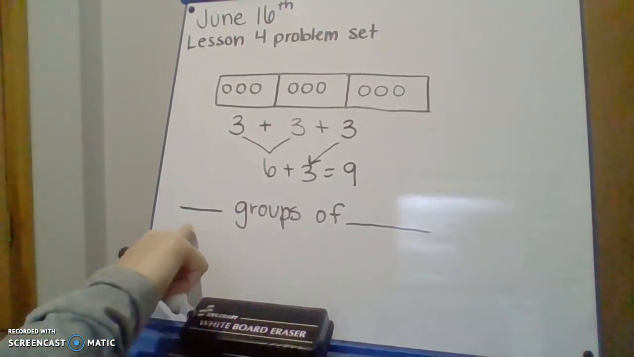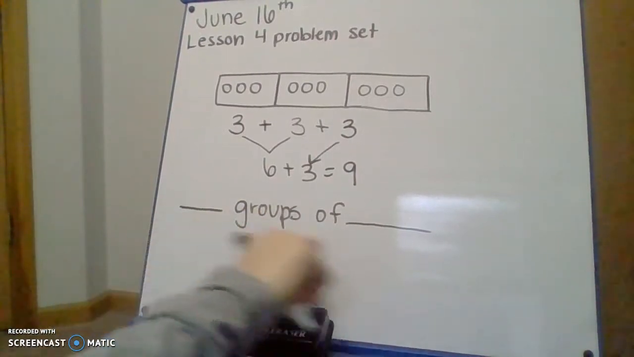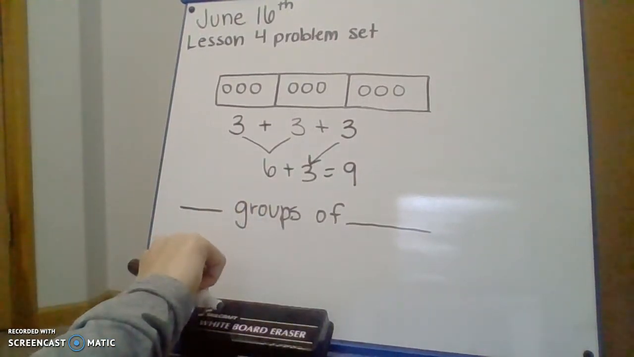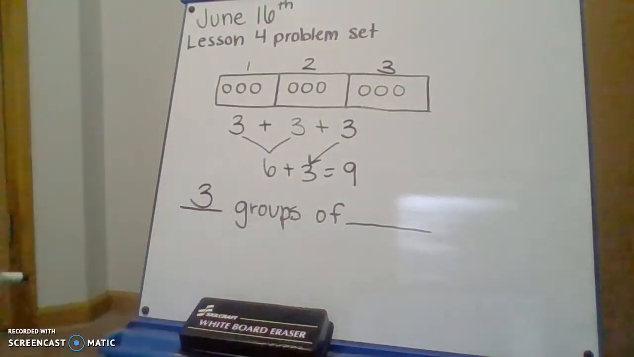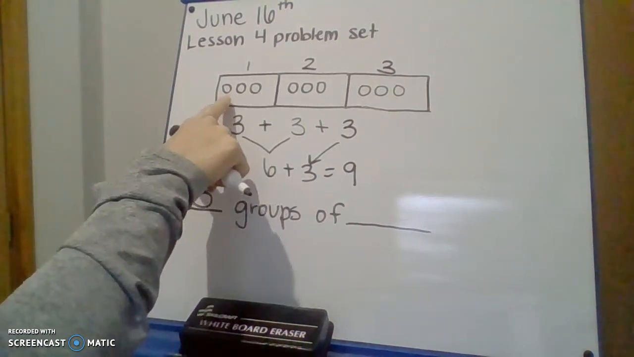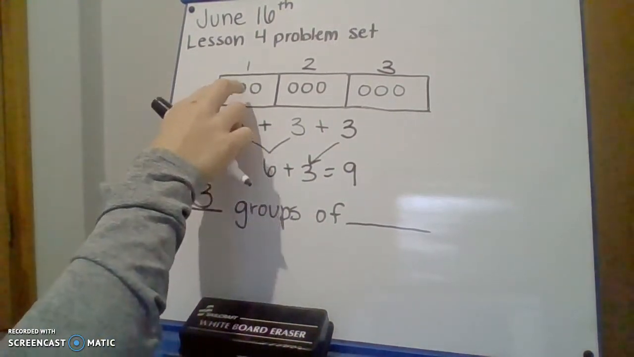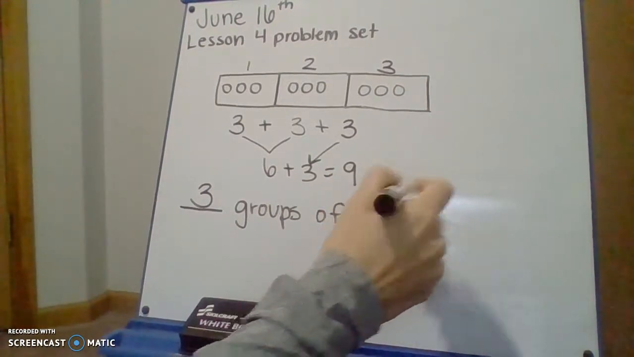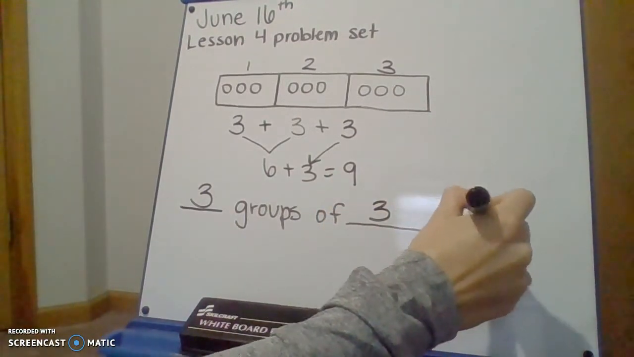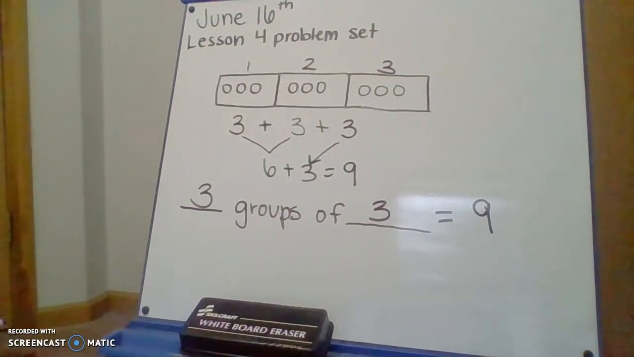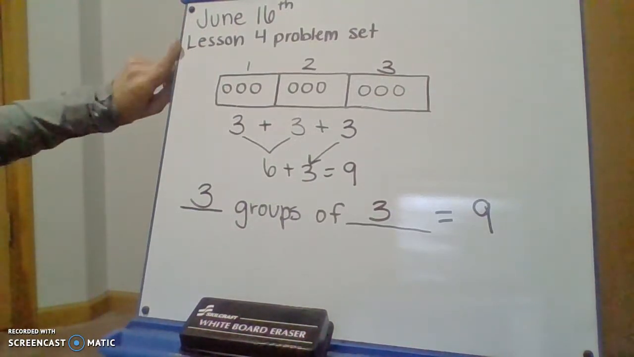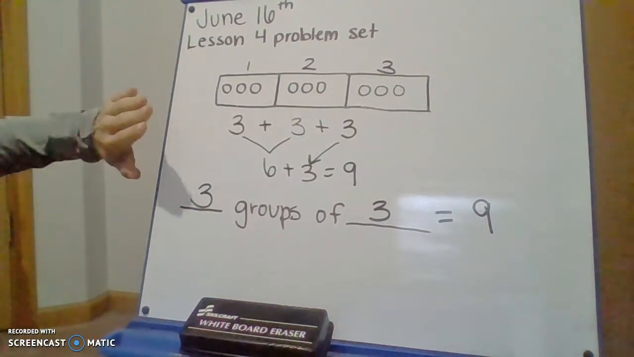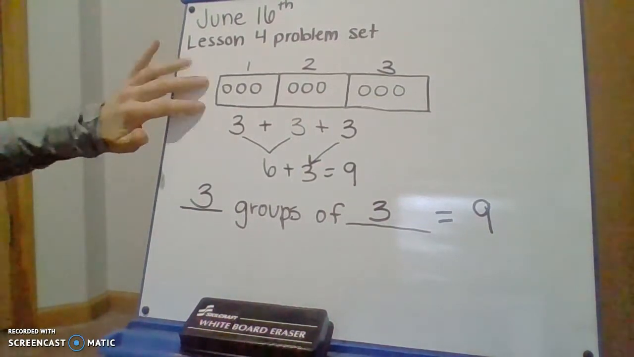However, we want to see that blank groups of blank. That's our sentence that we've been practicing. So how many groups are there? There's 1 here, 2 here, 3 here. So there's 3 groups of how many circles are in each group. And each group has 3 circles. So there's 3 groups of 3, which is going to equal 9 total. And there's the lovely dogs. Okay, so this is for June 16th, Tuesday, lesson 4, problem set. And that's your repeated addition with your tape diagram.